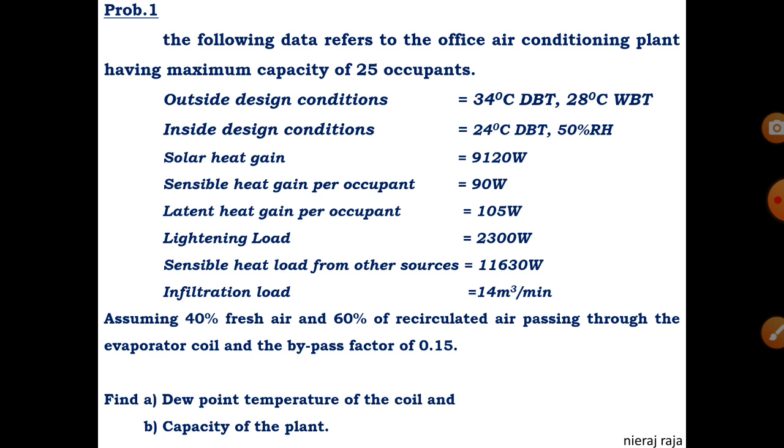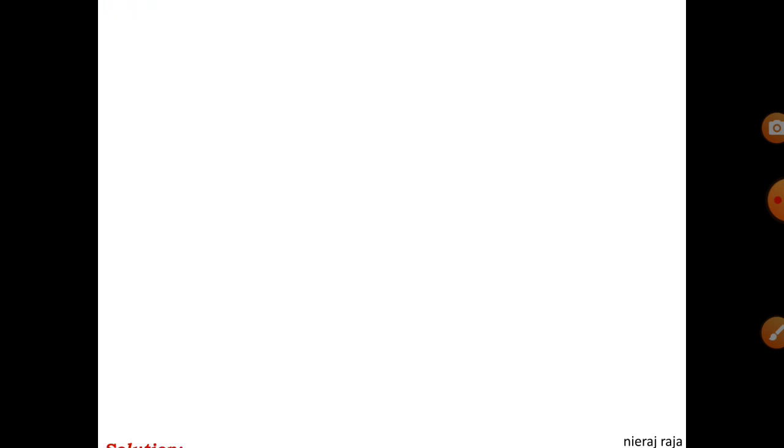And two things you will have to calculate. One is the dew point temperature of the cooling coil, that is the ADP temperature, and second is the capacity of your plant, that is the refrigeration load on the cooling coil. Okay, so let us sort out the given data.